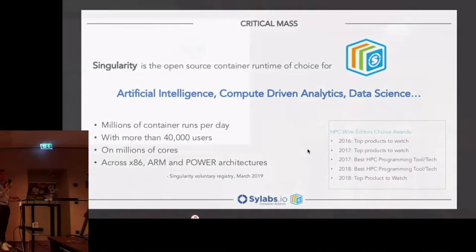Cool. So, the Singularity container runtime. It was born out of a necessity. Users were coming to Greg and saying, we want to run containers in HPC. Actually, they came in 3.5 to 4 years ago and said, we want to run Docker in HPC. So we set out to solve essentially the problem that the two previous speakers were talking about: running containers rootless or with as little use of root as possible.